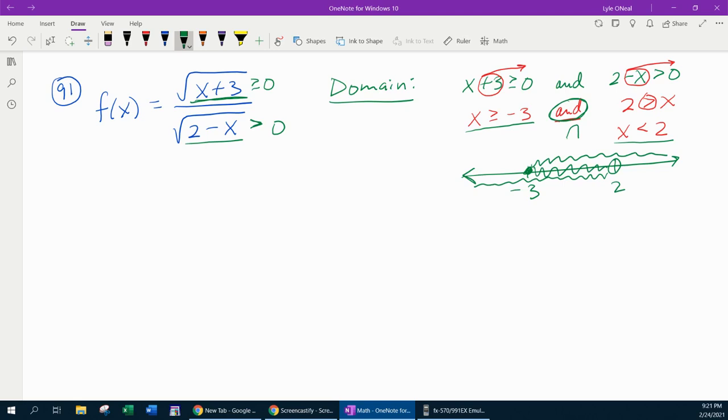So the domain in interval notation would be everything from -3, I'm using a bracket because it's a solid dot, up to and not including 2. That would be the domain for that radical rational function. And that's going to do it for this lesson.